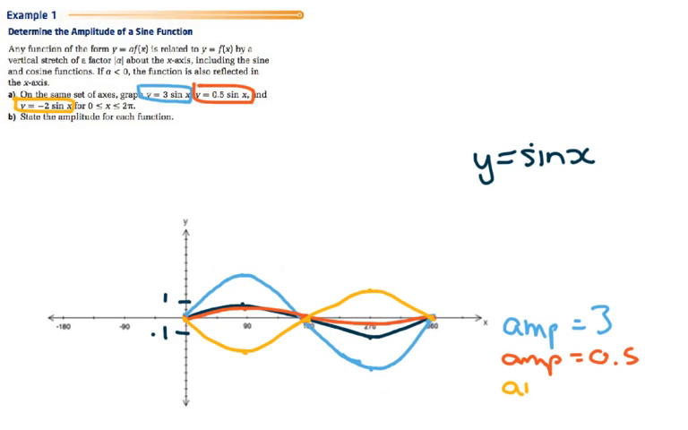Now the amplitude of this function is not actually negative 2. Amplitude is always defined as a positive, so we'll call the amplitude positive 2. The negative just implies that there's a flip, doesn't have anything to do with the amplitude.